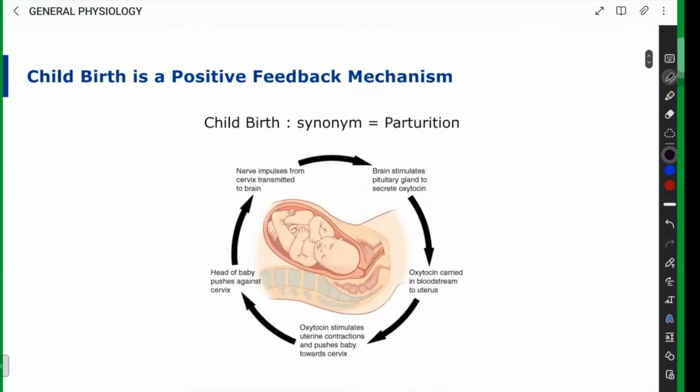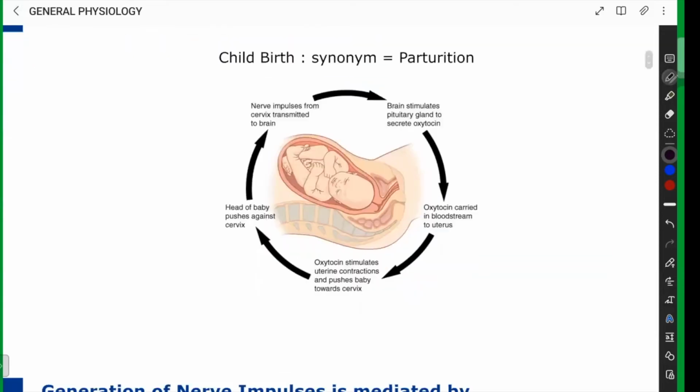And similarly, your childbirth, parturition. When the head of the baby pushes into your cervix, nerve impulses from your cervix are transmitted to your brain, which secretes oxytocin. This oxytocin comes through your bloodstream to your uterus, and oxytocin again stimulates contraction. This contraction in turn pushes your baby towards the cervix, and again the vice versa cycle occurs. So here there is no negative, it is a positive feedback mechanism.